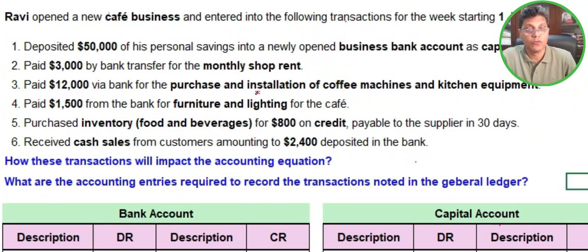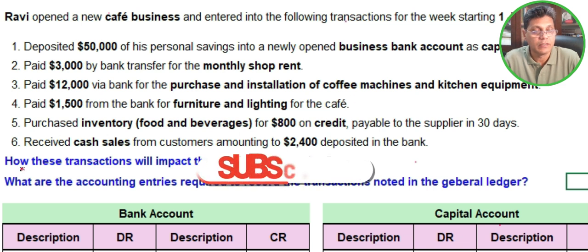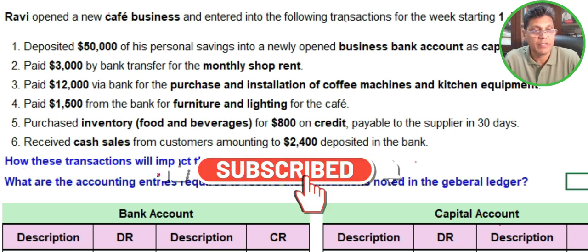Okay, now let's move on to this particular question. Ravi opened a new cafe business and entered into the following transactions for the week starting 1st July 2023. Now you are given a set of transactions. The first question: how will these transactions impact the accounting equation?